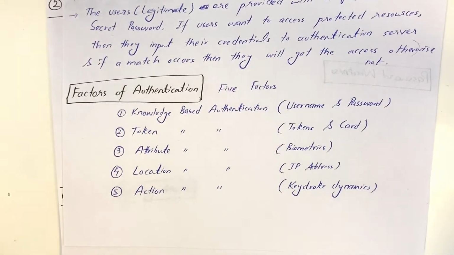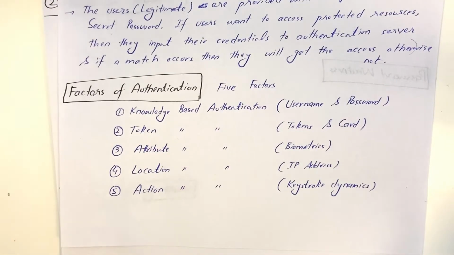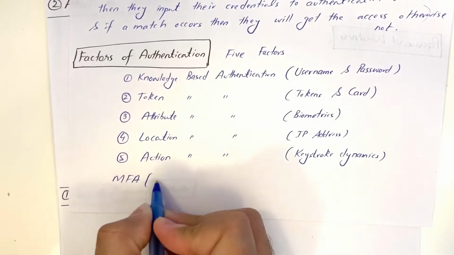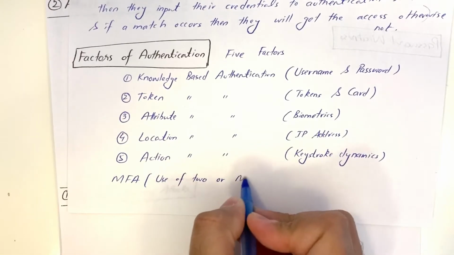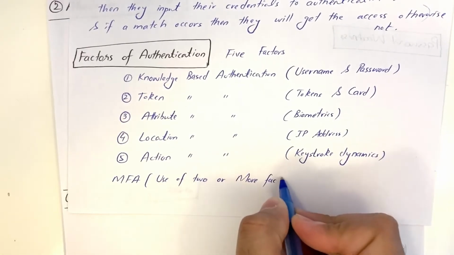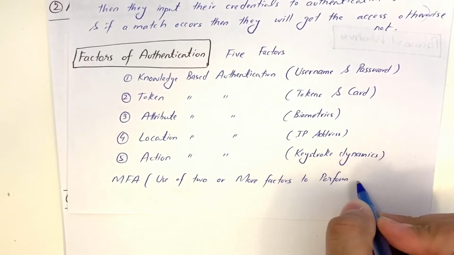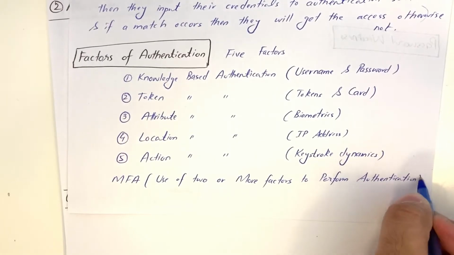So if we use just a username and password approach to perform authentication, we are using knowledge-based authentication. If you use two or more factors to perform authentication, it is called multi-factor authentication. So what is MFA? Multi-factor authentication is the use of two or more factors to perform authentication.